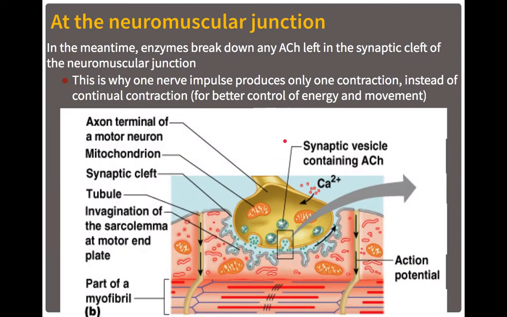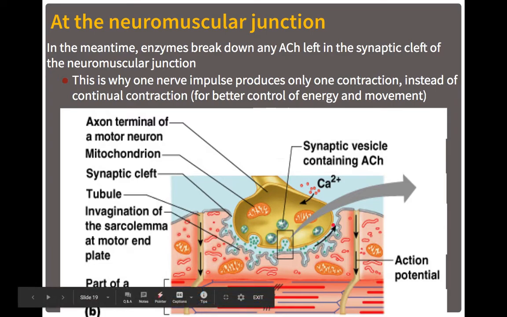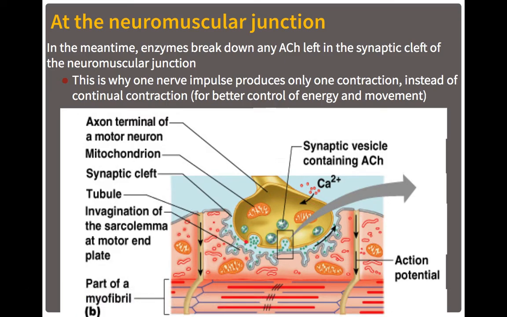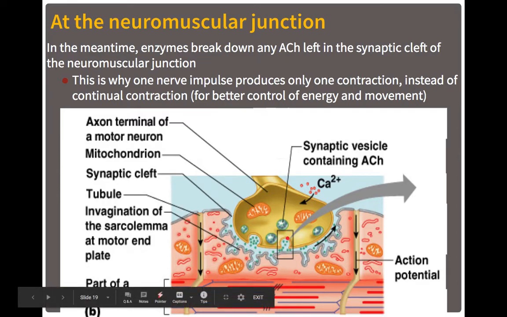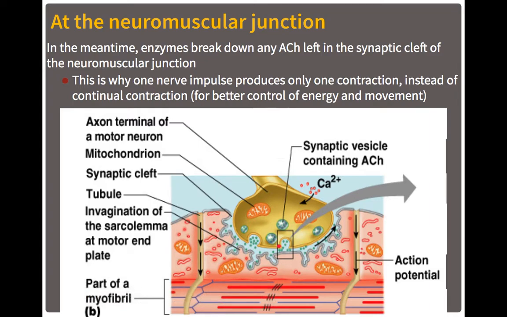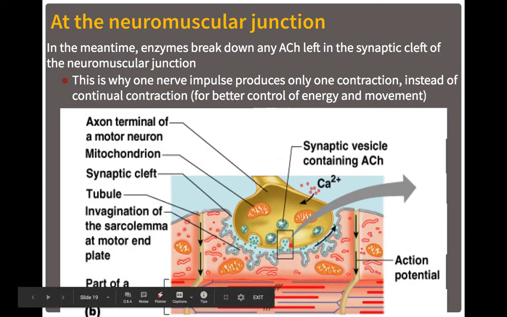In the meantime, you have enzymes present in this gap here, as well as possibly present in the presynaptic membrane, in the nerve ending. But you have these enzymes that are present, and their job is to break down any of these chemical messengers, these green acetylcholine molecules that are left after the action potential has been started in the muscle.